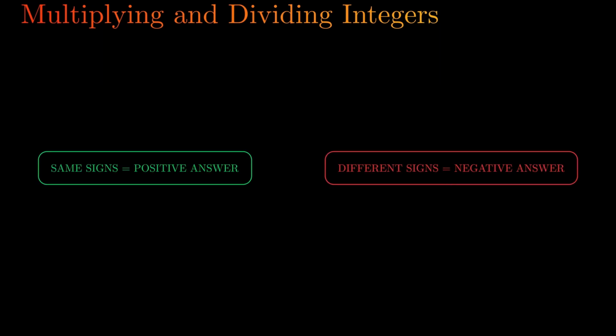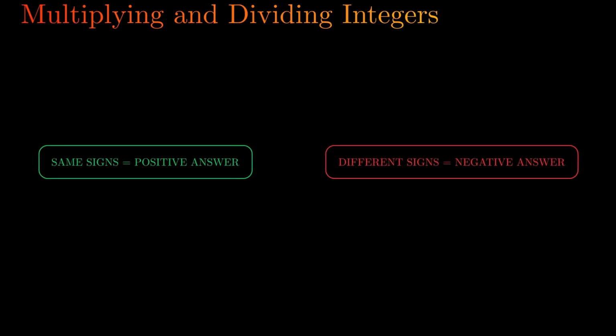Finally, let's tackle multiplying and dividing integers. You'll be happy to know there are simple rules for the signs. In fact, there are really only 2 rules you need to remember for both multiplication and division. That's it. If the signs of the 2 numbers are the same, your answer is always positive. If the signs are different, your answer is always negative. Let's see this in action.